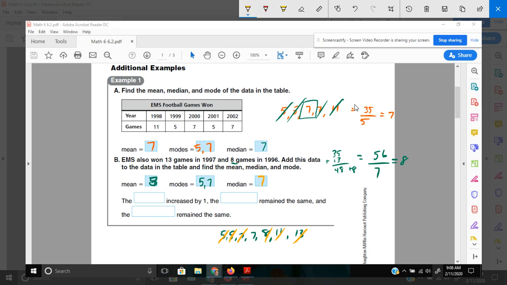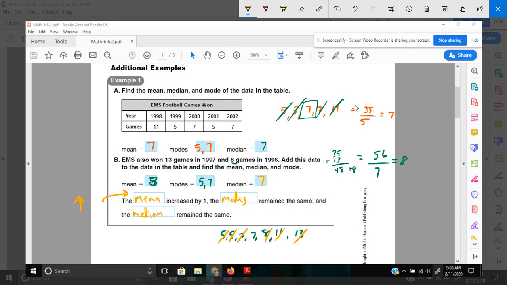All right. So looking at the data here, from A to B, it says the blank increased by 1. Well, the mean increased by 1, so my average increased by 1. The blank remained the same. The modes remained the same. And the blank also remained the same. The median also remained the same.